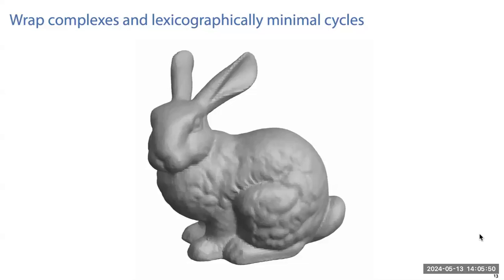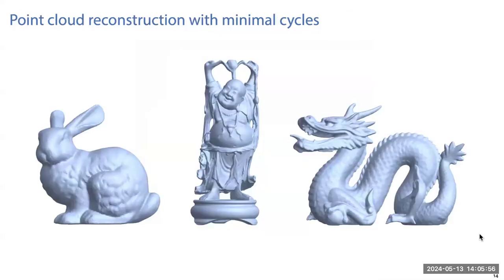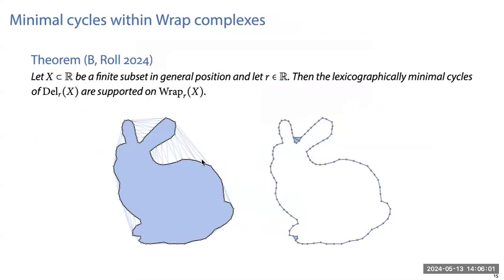And the claim is we can actually relate this particular representative of the homology class to the wrap complex. We can actually prove that the cycle that we obtain this way is going to be a lexicographically minimal cycle, if I equip the set of cycles with a lexicographic order based on the filtration order of the simplices. And then we're guaranteed that this minimal cycle that we're computing is actually supported on the wrap complex.